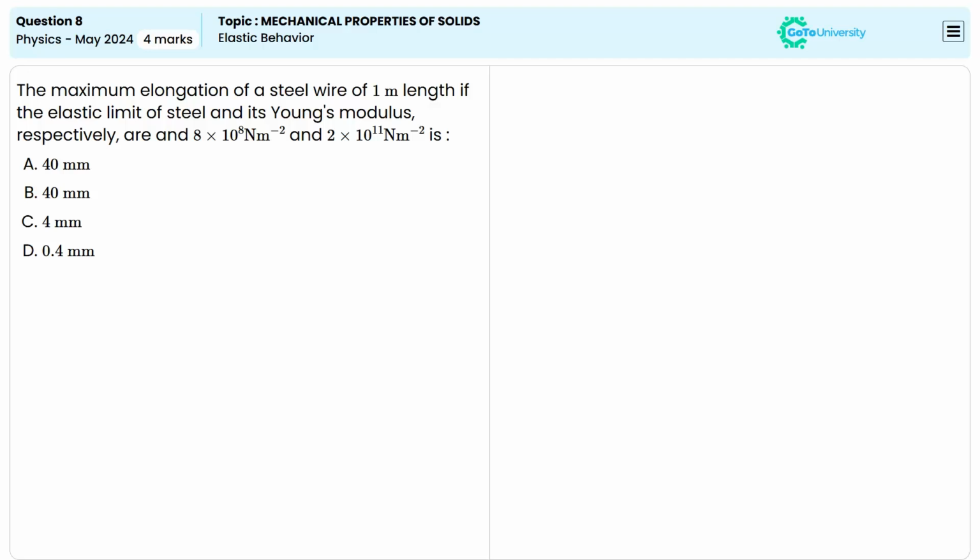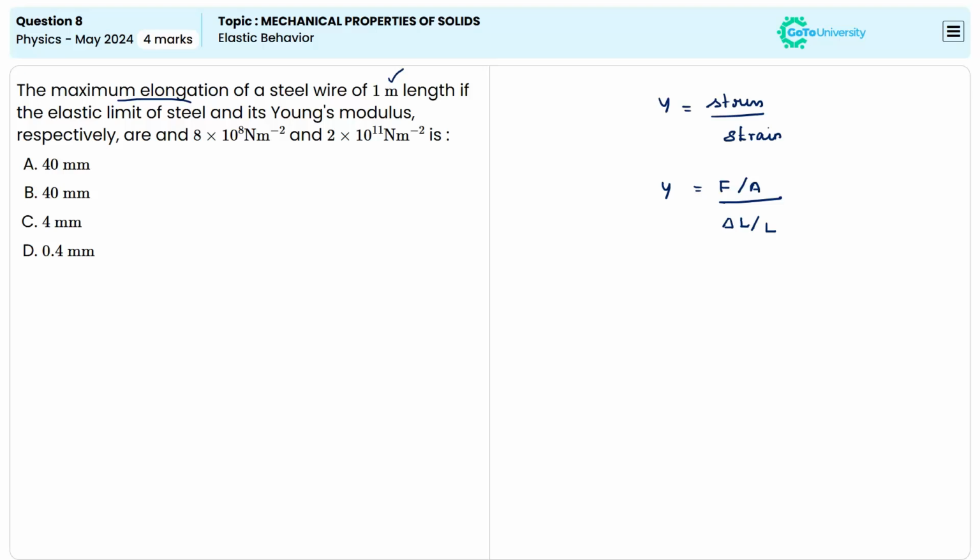So the question is to calculate the maximum elongation of a steel wire, where the original length, the elastic limit and Young's modulus of the wire are given in the question. It's known that Young's modulus can be calculated using the formula stress over strain. Stress can be calculated using force divided by area, whereas strain in terms of change in length can be calculated using del L divided by L.